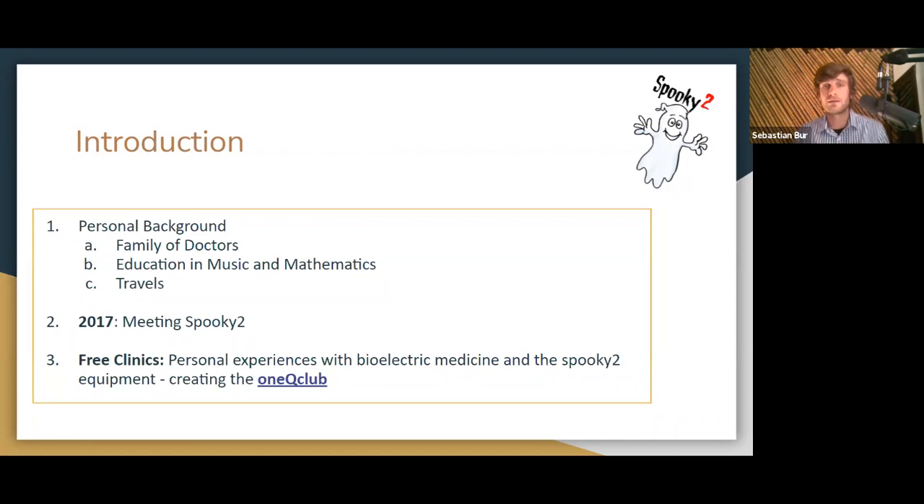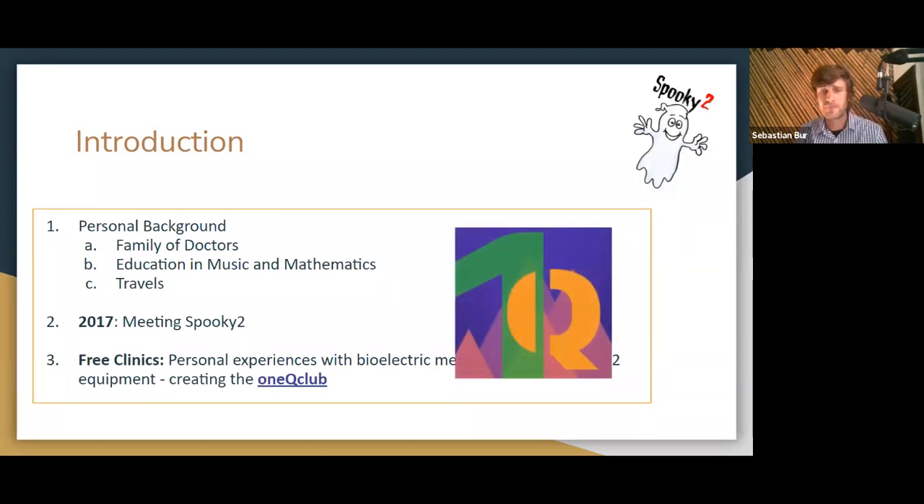And he said, well, we might as well call us the oneQclub. And I thought it was a brilliant idea. oneQclub basically means one quetzal. So we would be down to one quetzal, which is the local currency. And we would be like, if we have one quetzal, we still keep going. So that's why we're calling ourselves the oneQclub. This is our little logo.